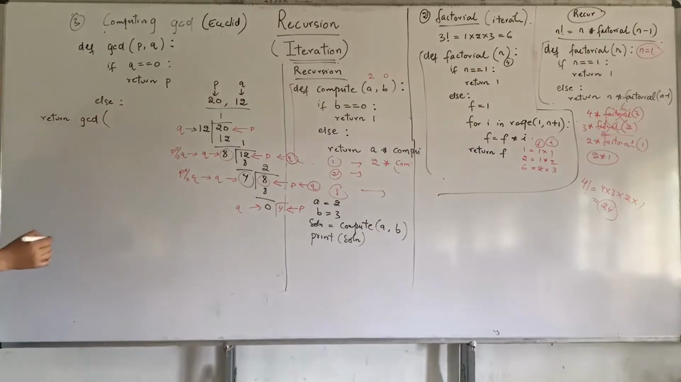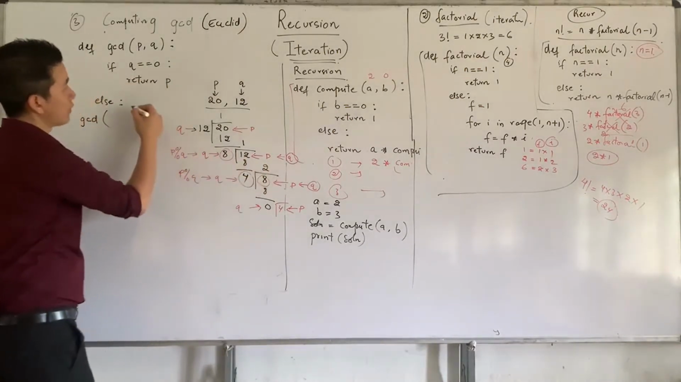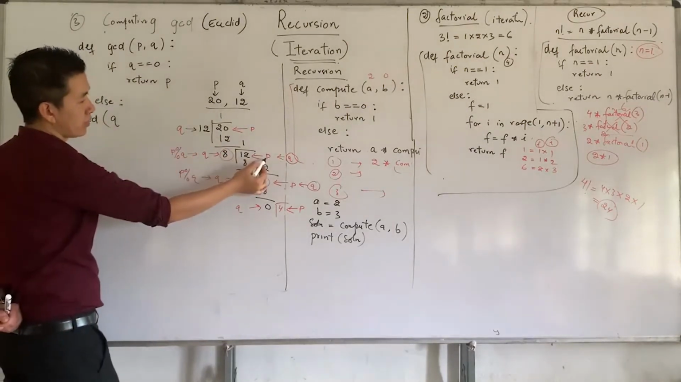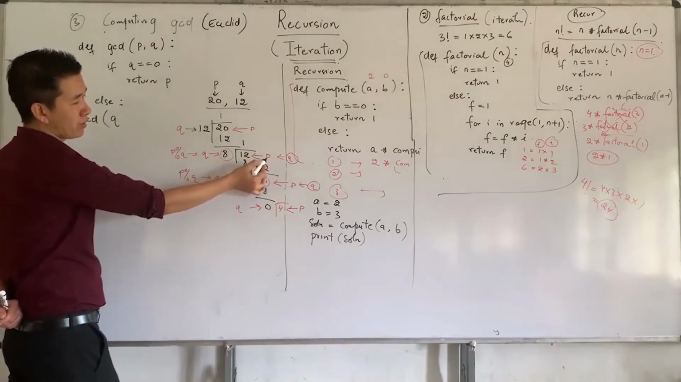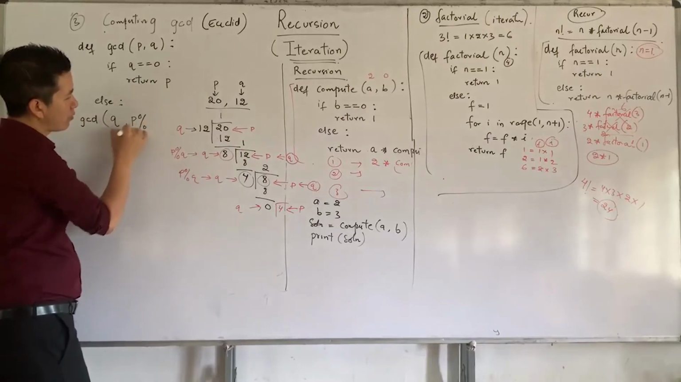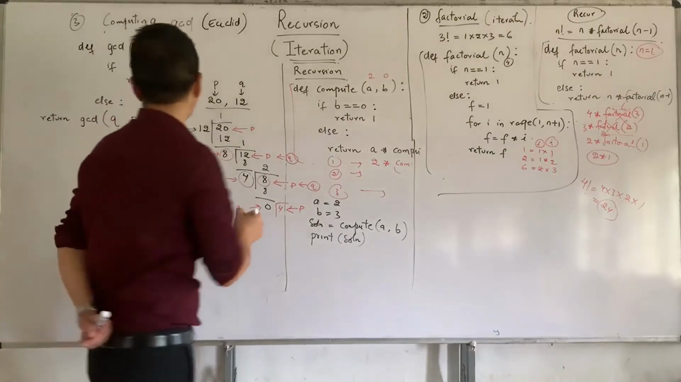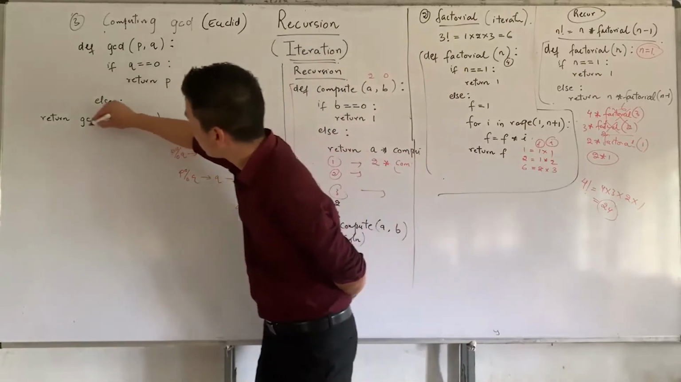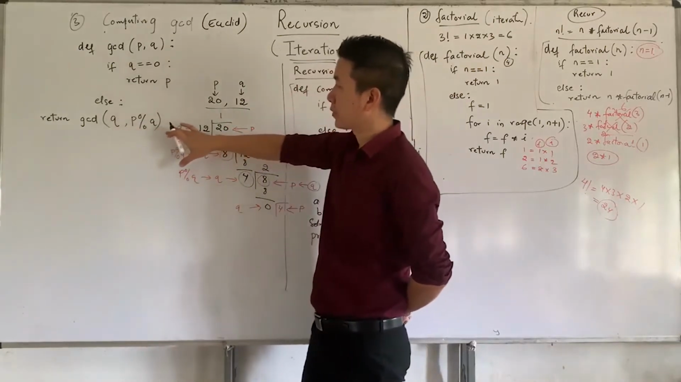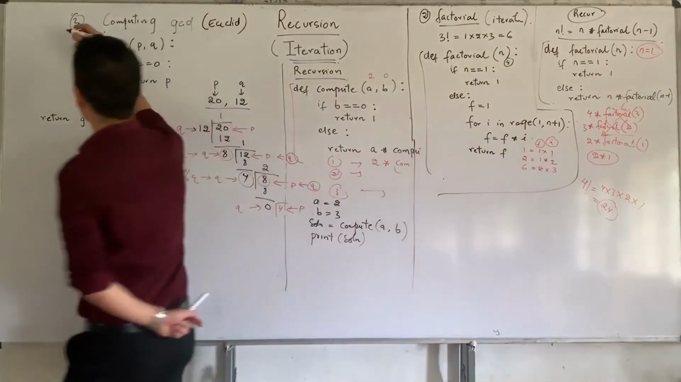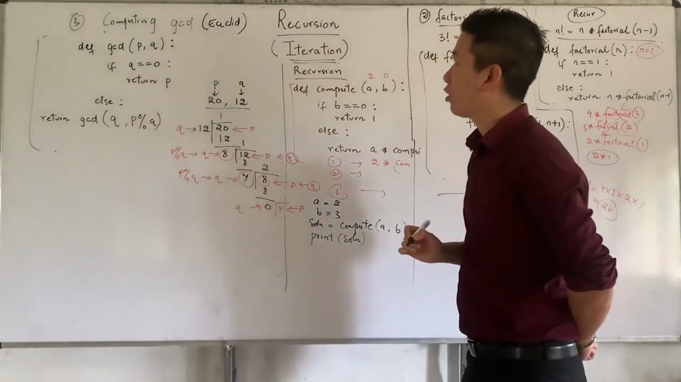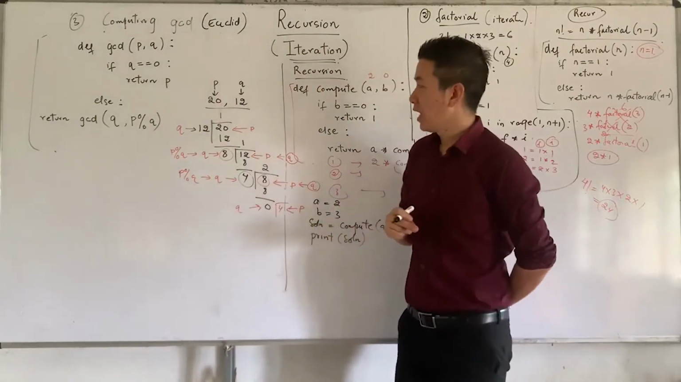GCD. Now take a closer look. For the next call, the value of P is derived from Q. Understood? Hopefully. The value of P is derived from Q, and the value of Q is derived from P % Q. So this should be the return statement for the else. In short, this is how you write the program for calculating the greatest common divisor using the Euclidean algorithm.